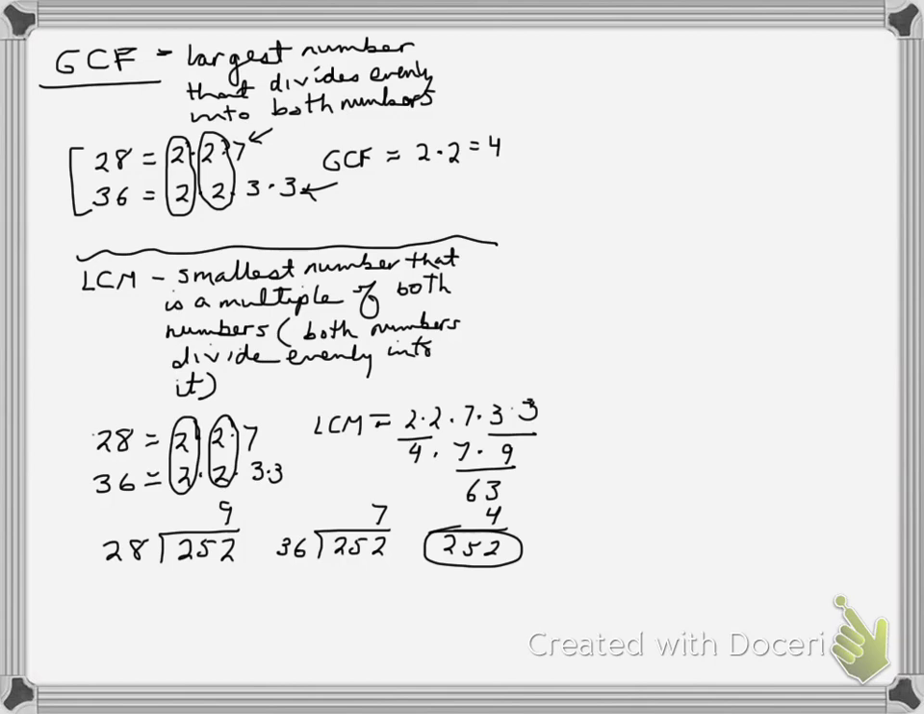Now notice, if I divide by 28, my answer happens to be the leftovers of the other number, the 9, after what they share in common. If instead I'm dividing by the 36, my answer happens to be the leftovers of the other number after the ones they have in common. So study this carefully. Go back and watch it 2 or 3 times.